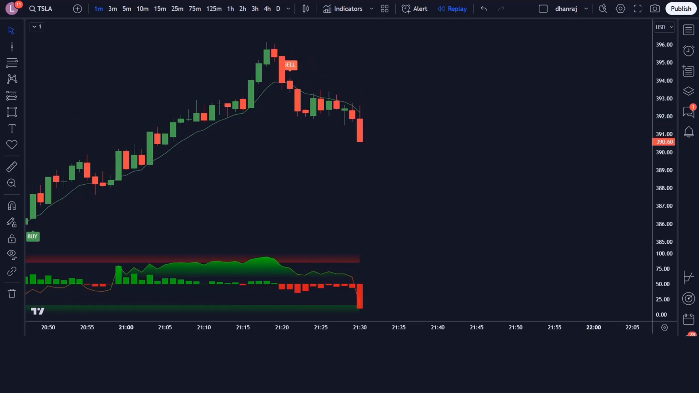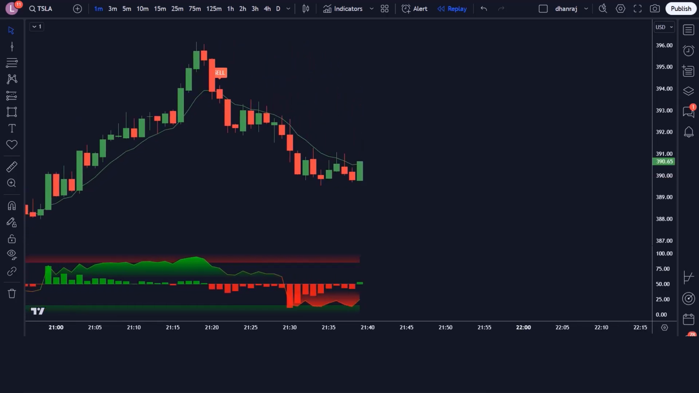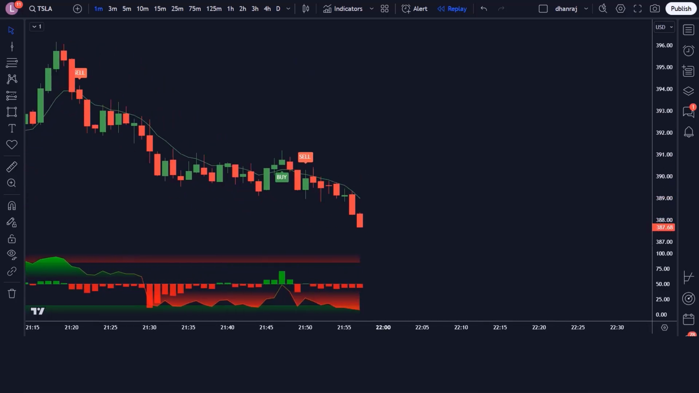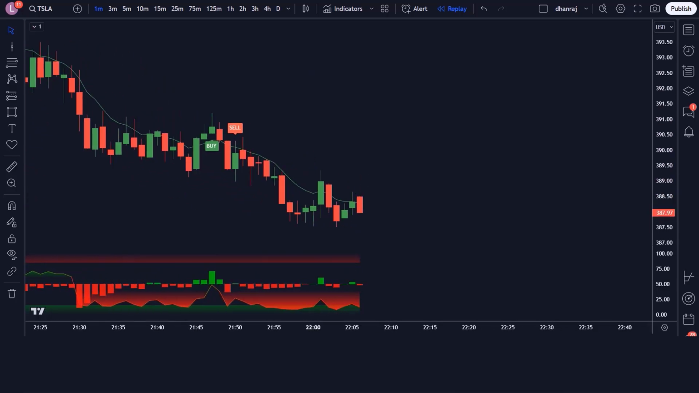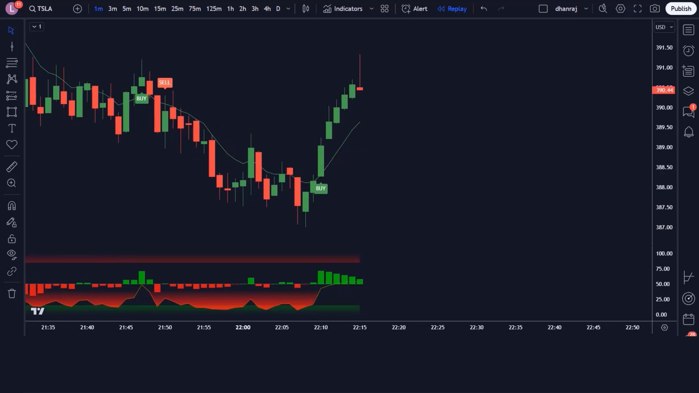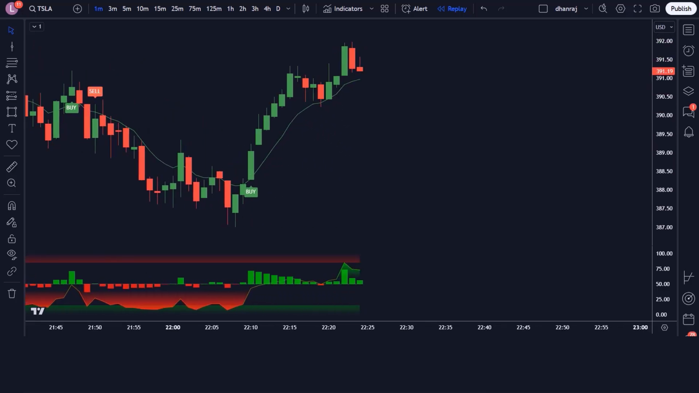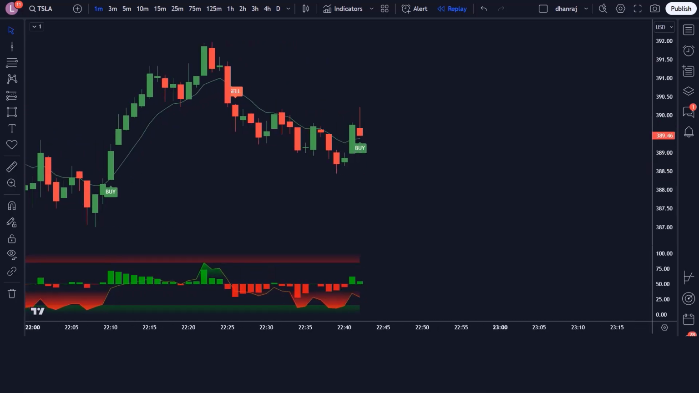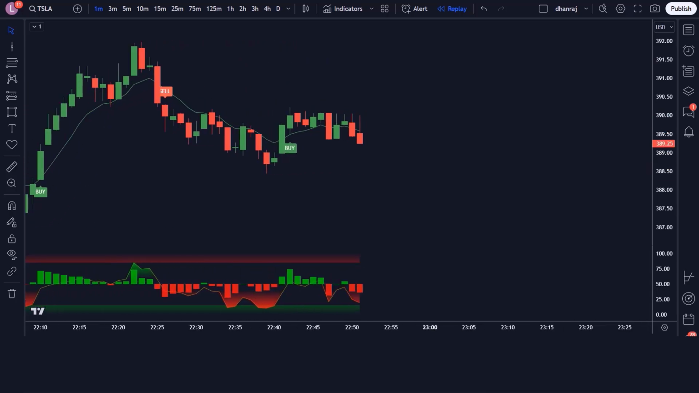In this video, we'll reveal TradingView's perfect buy-sell indicator that's set to revolutionize the way you trade. Get ready to maximize your profits and minimize your losses with this powerful tool. Whether you're a seasoned trader or just starting out, this indicator is a must-have for anyone looking to stay ahead of the curve in 2025.